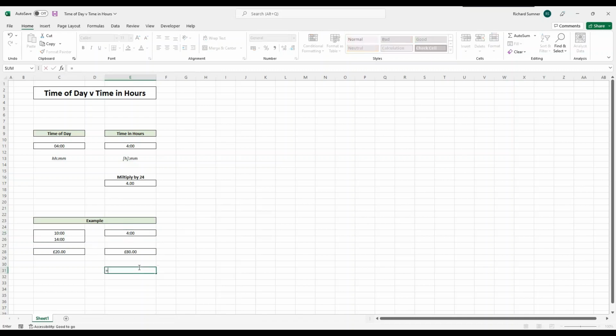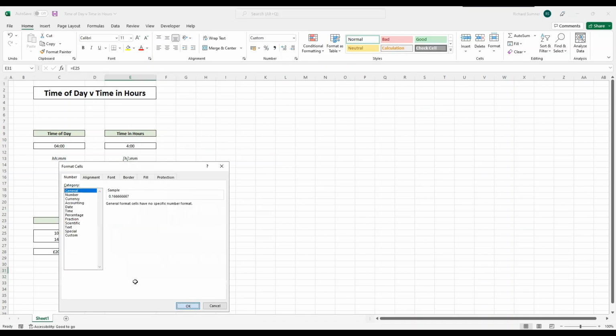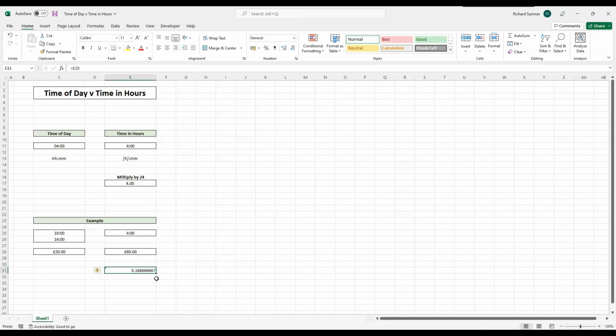In the background, if we do equals that, and we format that as general, what that actually is, is 0.1666666 whatever 7. Why is it that? Because that's 0.16666 of a day. That's what that 4 hours means. It's worked it out as a fraction of a day. It just shows us time, but Excel's actually looking at it as a fraction of a day. So when you multiply that by 20, it gives you the wrong value. So all you need to do is take E25, the 4 hours, times by 24, which then gives you that 4 as in hours, and then multiply by the hourly rate, and it'll tell you it's £80.